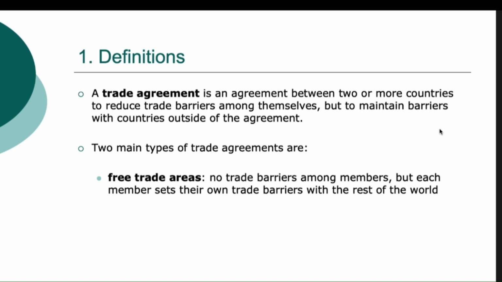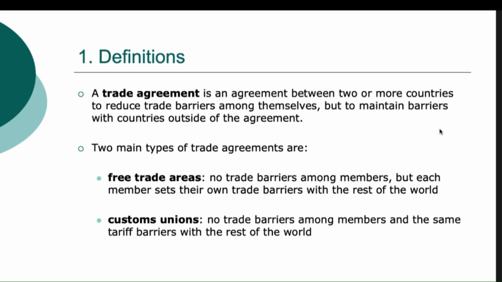Now, there are two main types of trade agreements that you might have heard of and that are often talked about. First one is what we call a free trade area. In this case, the countries agree to have no trade barriers amongst themselves, but each country is free to choose its own trade barriers with countries outside of the agreement. So each country can decide, well, what tariff am I going to have with countries outside the agreement? That's completely up to each country in the trade area to decide for themselves.